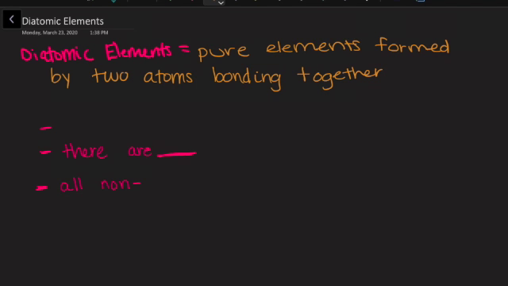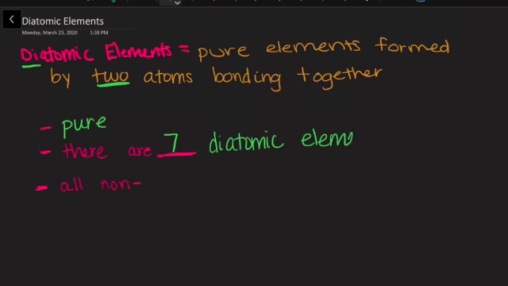So, diatomic elements are pure elements formed by 2 atoms bonding together, hence the di at the beginning. So, di means 2. Okay, it's important to know that these are pure. And there are 7 diatomic elements, all of which are nonmetals.